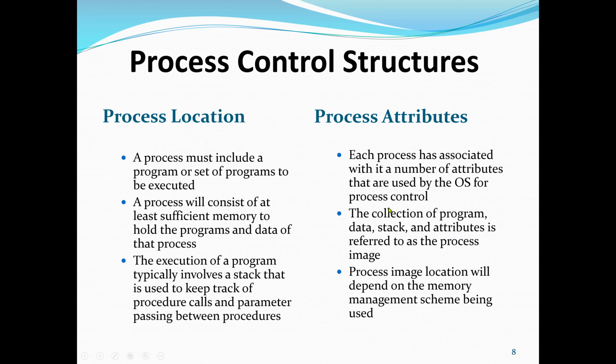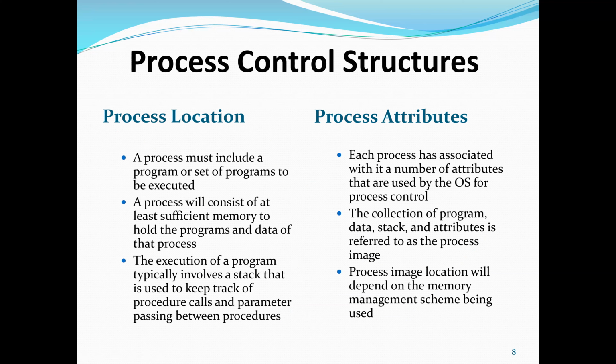So next is the process control structure. We talk about the process location and also the process attributes as the 2 major pieces of information that, again, the operating system needs in order to manage the process. So again, before we can deal with the questions of where a process is located or what its attributes are, first we need to address an even more fundamental question. For example, what is the physical manifestation of a process? Again, what is the physical manifestation of a process?